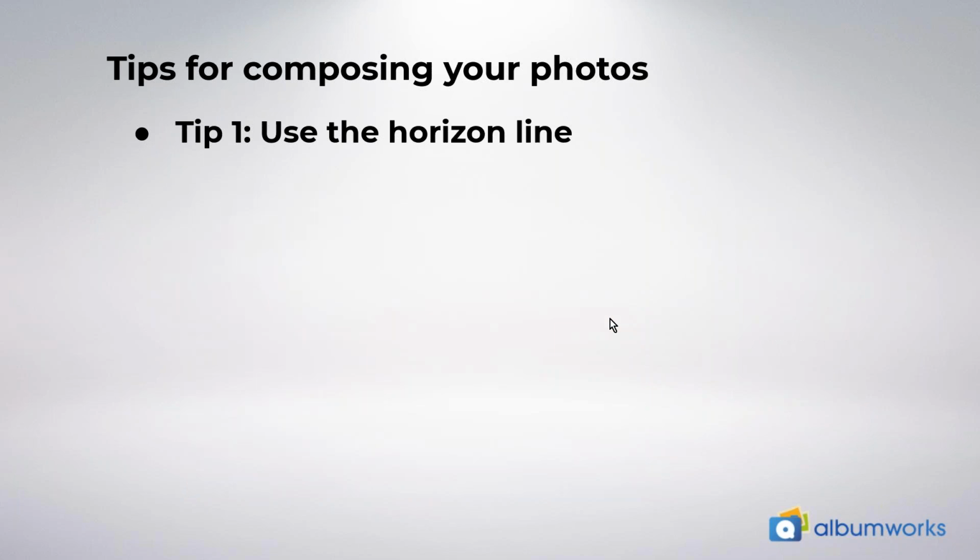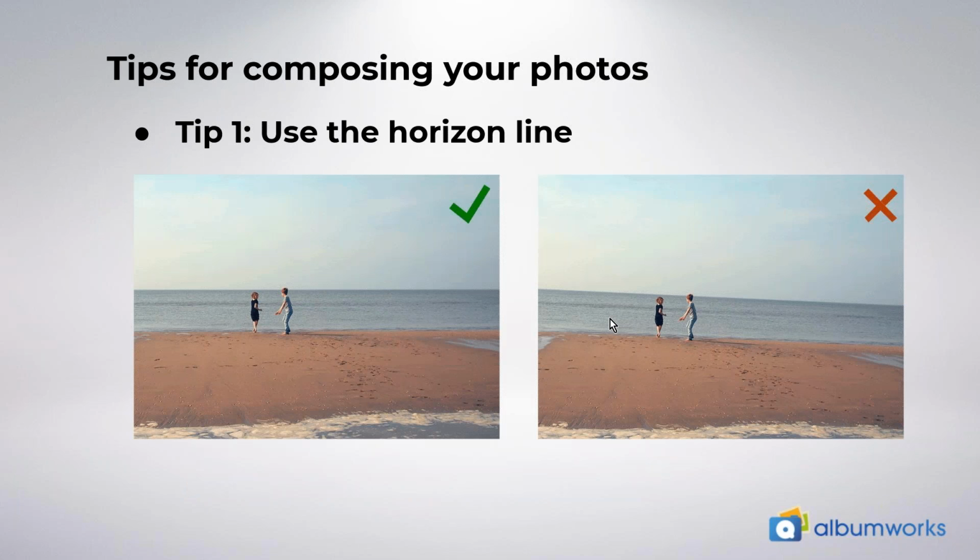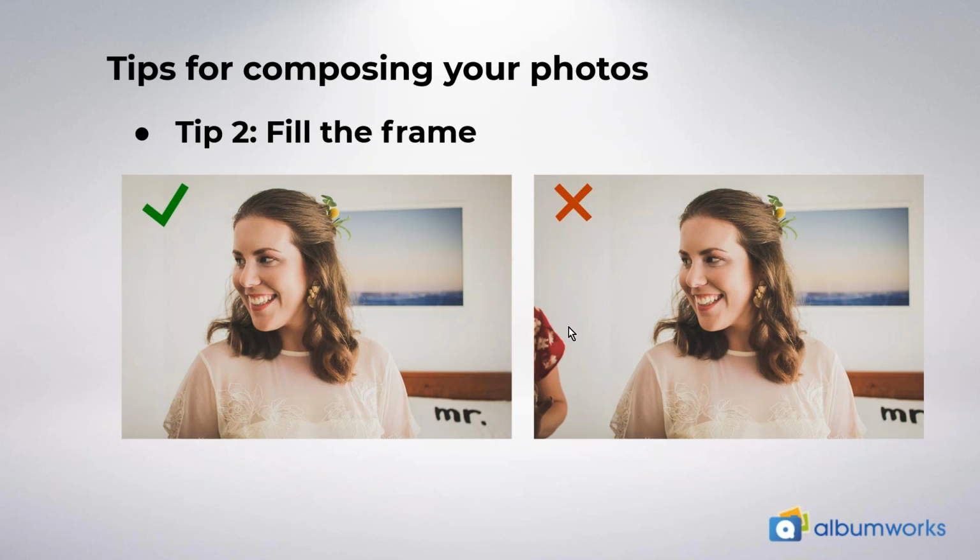So the first tip is use the horizon line to keep your photograph straight. When a photo is level with the horizon line, it creates a sense of balance, and balance is great in photography as it creates stability for the viewer. You can see here an example of a balanced horizon line on the left and an unbalanced version on the right. The second tip is to fill the frame with necessary content.